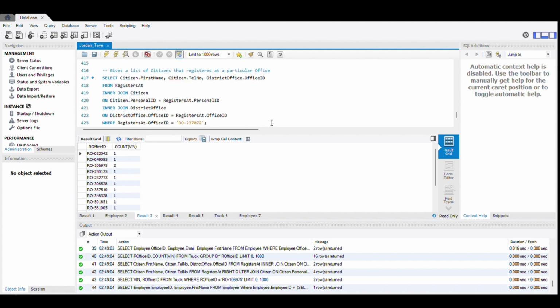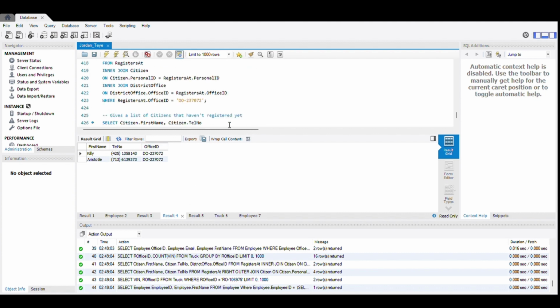And then we also have a query that gives a list of citizens that are registered at a particular office. So in case something happened at one of the offices and users need to be informed that it's going to be a delay or they have to redo something, this is where it will be necessary. So we can get the telephone numbers of them. And as you can see here, we have the telephone numbers of all those in the office ID, which was also from here.